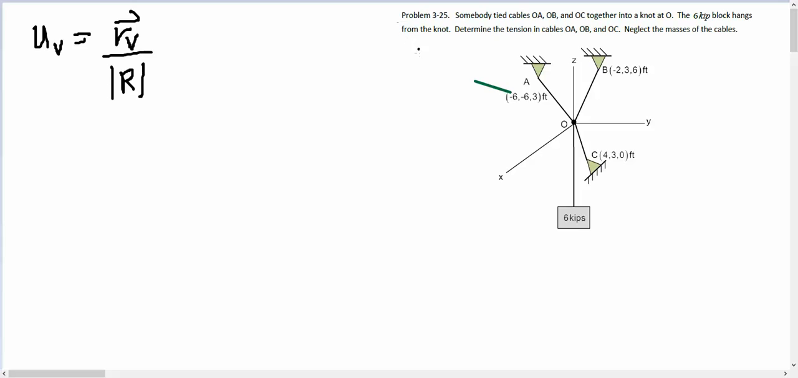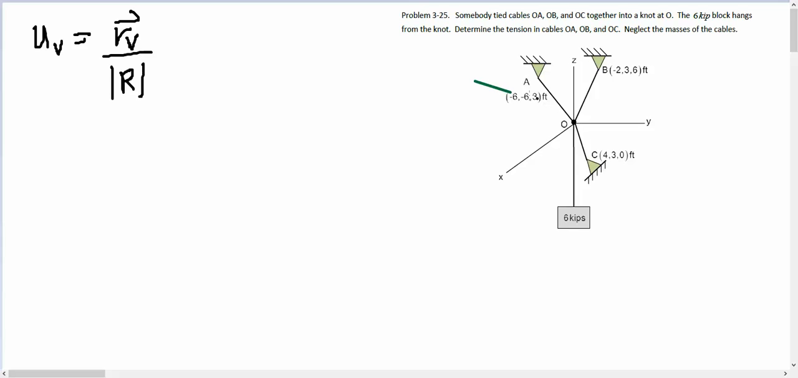Okay, here, this is a 3D problem. It's kind of similar to the two-dimensional problems we've been working on, but it's just that there would be more equations and more steps to cover. Okay, let's get started. The unit vector is the position vector divided by the magnitude, and we need to find the forces in the x direction, y direction, and the z direction actually for all three of these forces here.